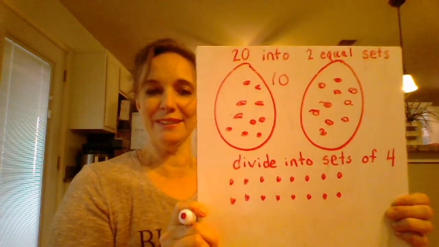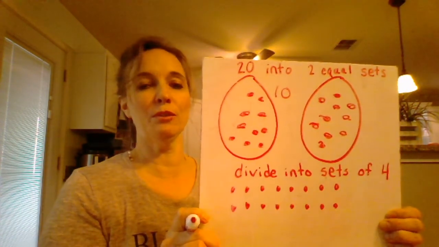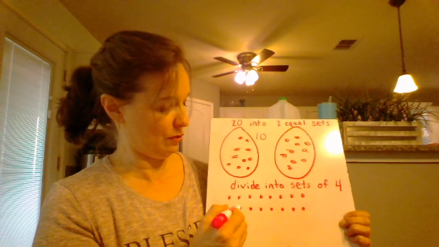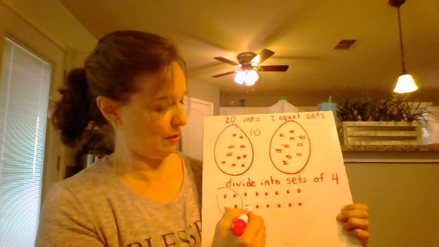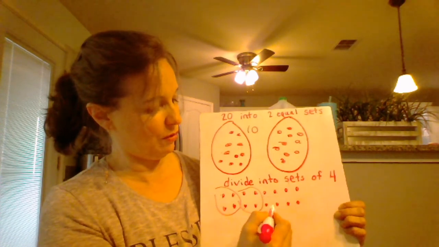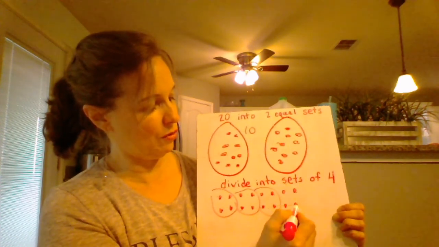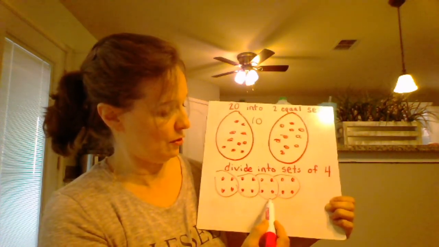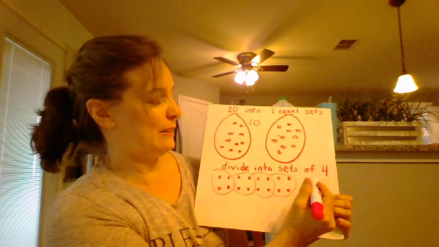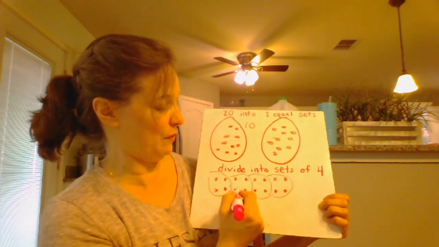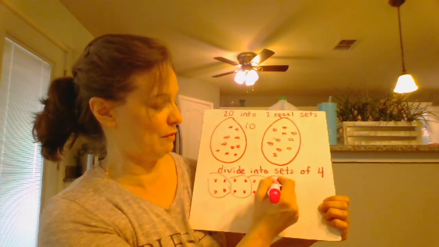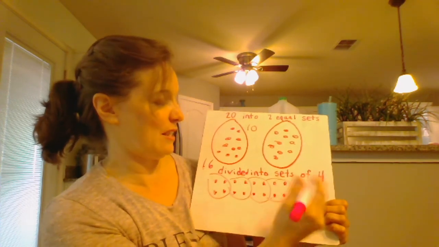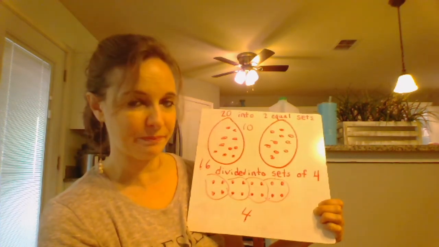It's divided into sets of 4. So a set of 4 means you just put 4 in a circle, 4 in a circle, 4 in a circle, 4 in a circle. Very easy. So I'm going to go 1, 2, 3, 4, circle. 1, 2, 3, 4, circle. 1, 2, 3, 4, circle. 1, 2, 3, 4, circle. How many circles did I end up with? 1, 2, 3, 4. 16 divided into sets of 4 will give you 4 sets.